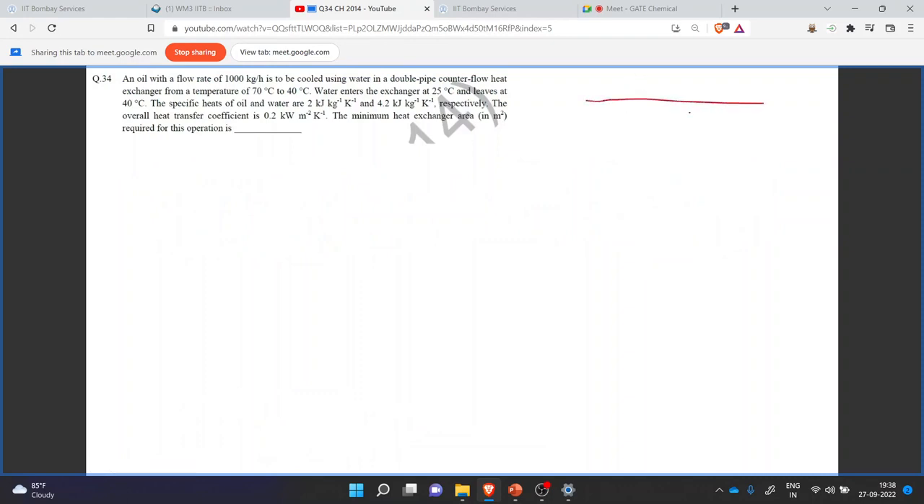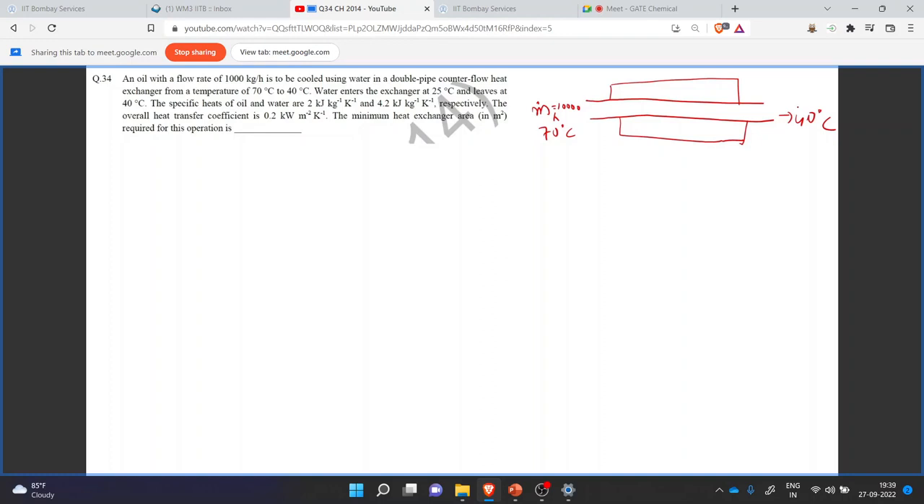Let's just consider this is the inner tube of the double pipe heat exchanger. This is the outer pipe. Now we have been given that oil flows with a flow rate of 1000 kg per hour. Oil is being cooled, so m dot h is equal to 1000 kg per hour. The inlet temperature is 70 degrees Celsius and it goes to 40 degrees Celsius.